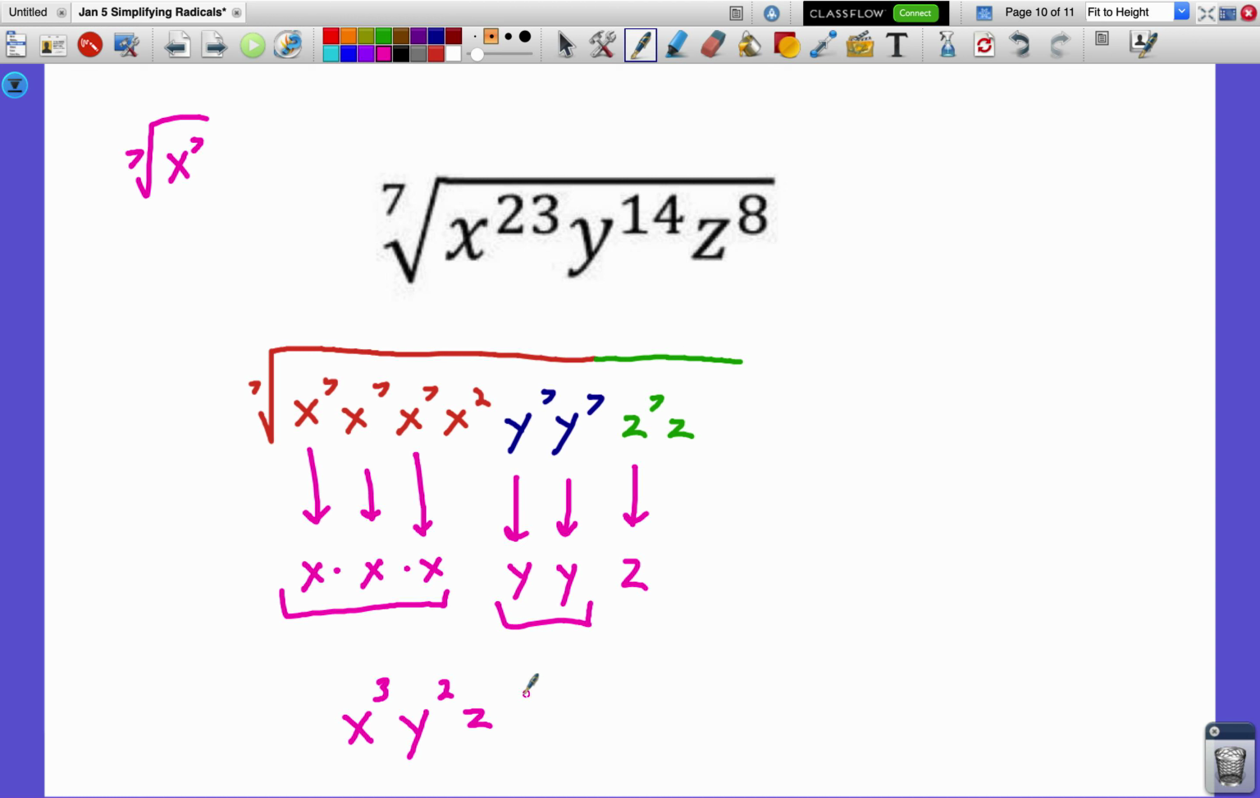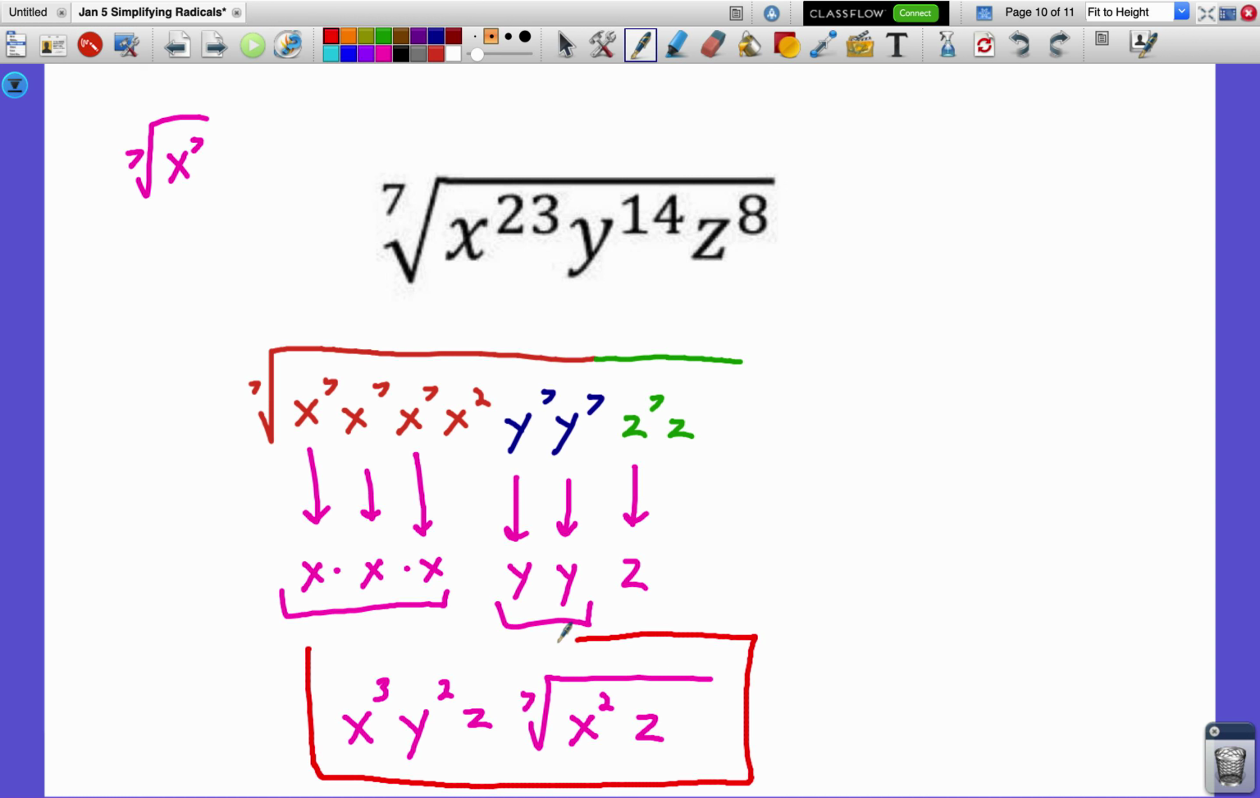Those all jumped out of our 7th root. But left behind was an x squared and a z. These guys here got left behind inside the radical. They weren't able to jump out like these x's, y's, and z were able to. All right, box around that, and that is considered to be more simplified because it's got the smaller radicand, only an x squared z, even though it looks kind of longer. All that we cared about is getting that smaller radicand.